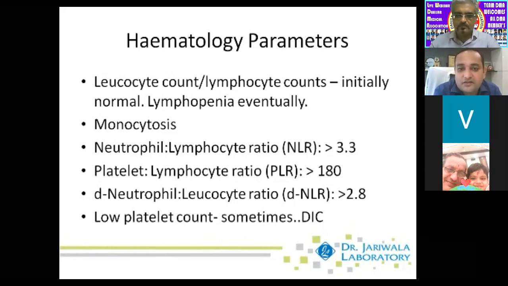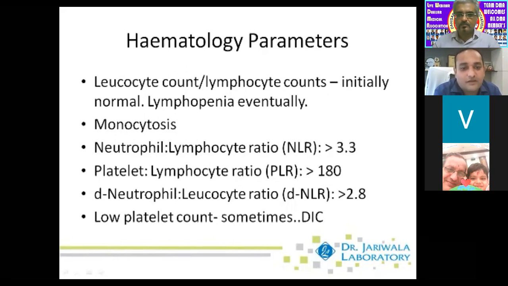But the point is, if there is a progressive lymphopenia, and if you see that the NLR is going on increasing, that is the time you should suspect that the patient is likely to develop some complication or requires hospitalization. There may be a worsening in the clinical condition of this patient.